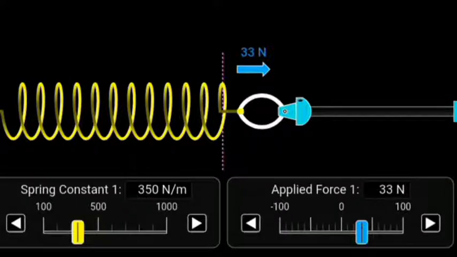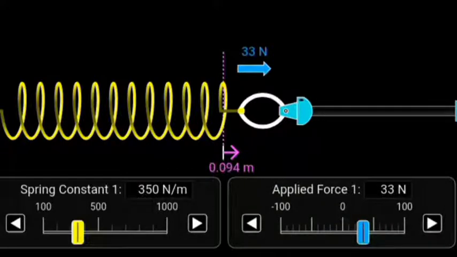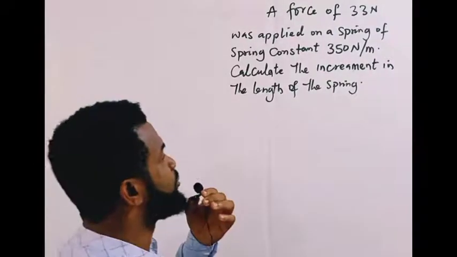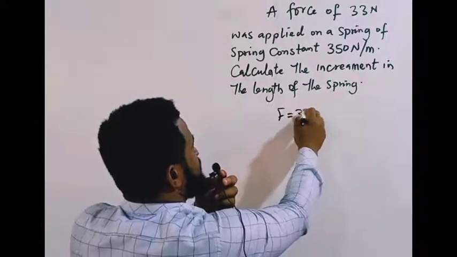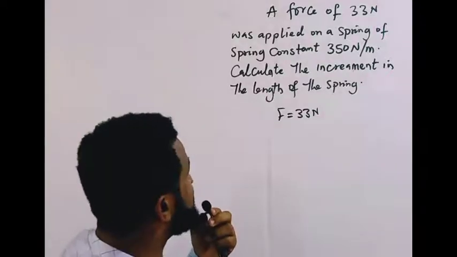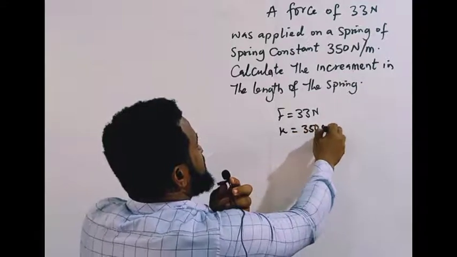Now we are going to solve to see the extension. But before then, let me show you the answer. Let me put extension. Extension is 0.094. Okay, 0.094 as the extension. Now, I'm going to solve it in a live class for us to see if actually we will have 0.094. Okay, so in this one now, we have been given force to be 33 Newton, and we are given K to be 350 Newton per meter.